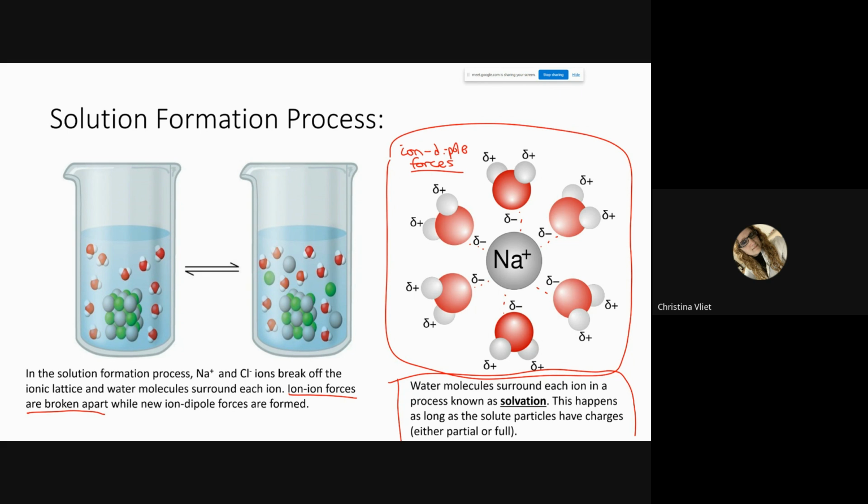So all the salt I put in, it did dissolve. But could I just keep dumping salt in and it forever dissolve? No. Where would the limit be reached? When you run out of water to surround it, right? When you don't have enough water molecules to make all of these ion dipole forces anymore, because you have too many Na plus ions and too many Cl minus ions, you're not going to be able to dissolve anymore.